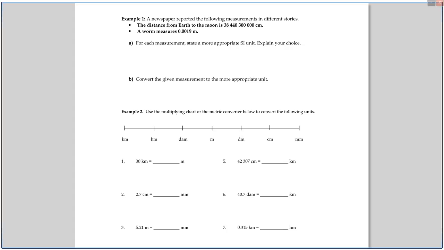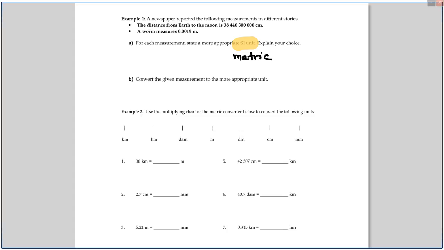Okay, so first of all, what the heck is SI unit? What is that? Metric. What does it stand for? SI. What is that? System International. Okay? It's just the international system.